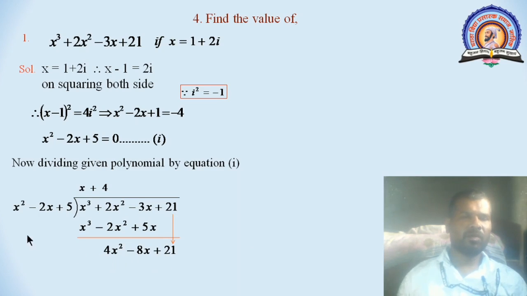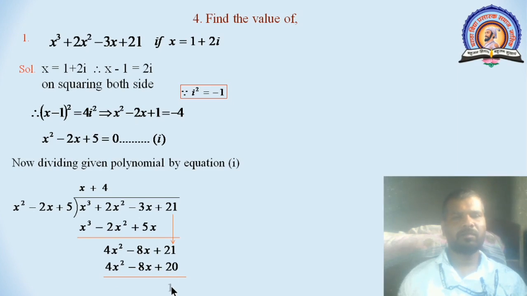Now find the term which we multiply to x square to become 4x square. The term is plus 4. So multiply plus 4 with each and every term and write below this. We will get 4 into x square is 4x square, 4 into minus 2x is minus 8x, 4 into 5 is 20, and subtracting we will get 4x minus 4x cancelled, minus 8x plus 8x cancelled, plus 21 minus 20 becomes 1. This 1 is called the remainder, and this x plus 4 is called the quotient.